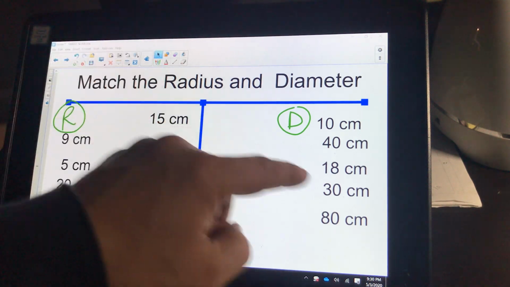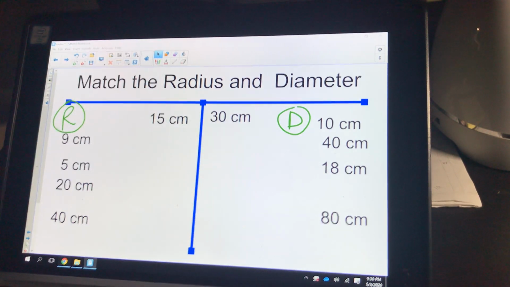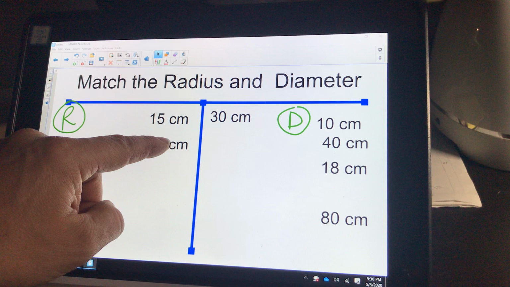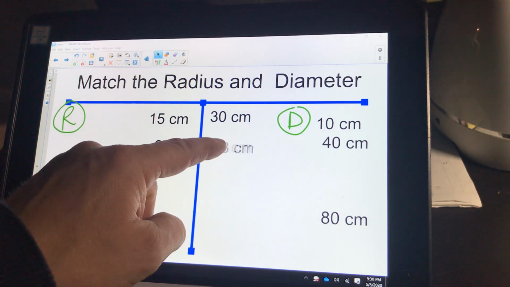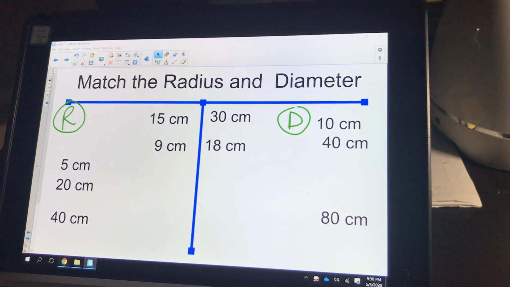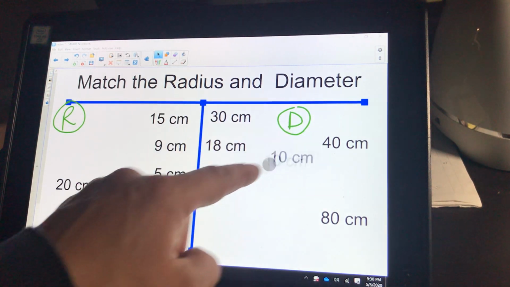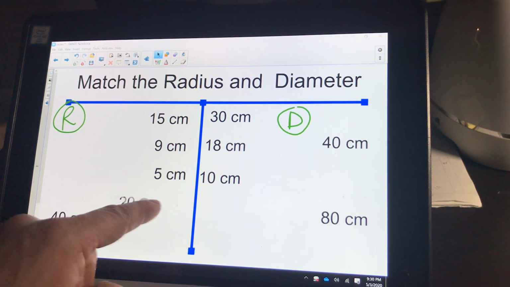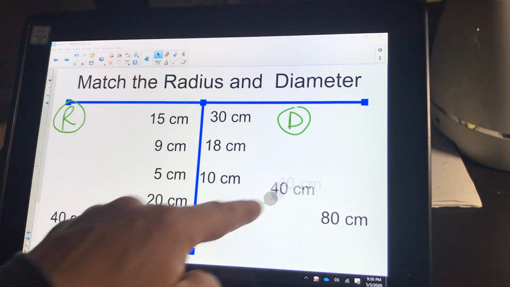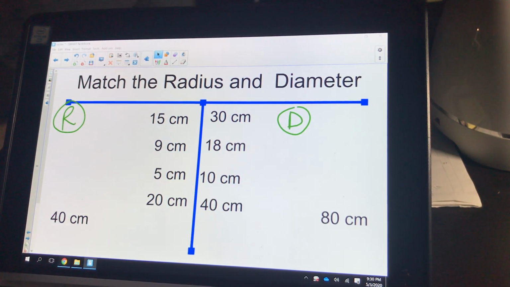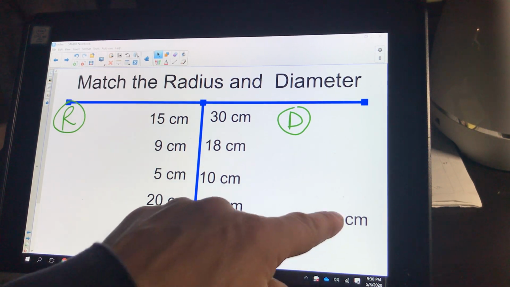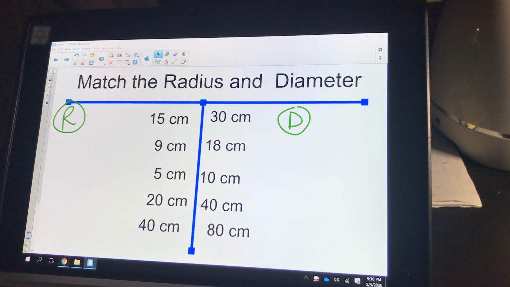Okay, well, that's going to be pretty easy, right? Its diameter would have to be 30, right? A 9 centimeter radius would have an 18 centimeter diameter. Okay, see what I'm doing here, right? 5 centimeter has a 10 centimeter diameter. 20 centimeter radius is a 40 centimeter diameter. And a 40 centimeter radius is an 80 centimeter diameter, okay? All right, so those partners go together.